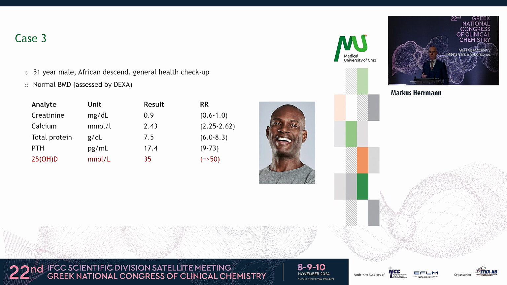A 51-year-old male of African descent with dark skin. He presented for a general health check-up to his GP, and previously he had a bone mineral density measurement done by DEXA, and the bone mineral density was perfectly normal. The laboratory results show normal calcium and parathyroid hormone concentrations despite a low 25-hydroxyvitamin D. Now, according to the current guidelines, this patient has vitamin D deficiency, and many colleagues probably would recommend supplementation.